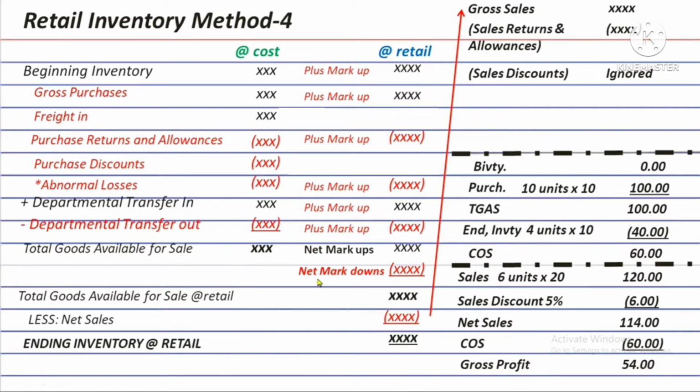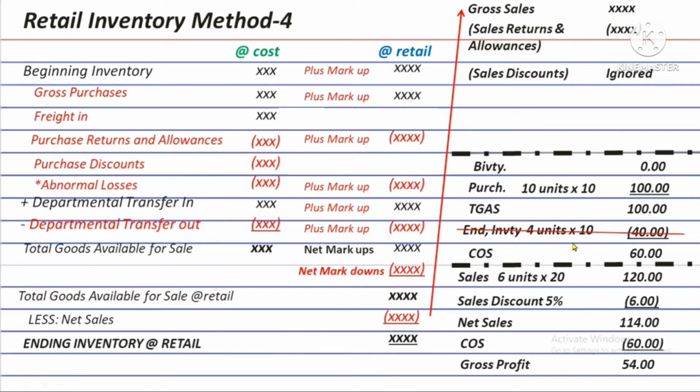Did you follow? Now here's the important thing in the illustration. Assume that you don't know the ending inventory. I know that it's 40, but just assume that you don't know. Kidding aside, let's move forward. Again, as if the ending inventory information is not given. So what will happen?